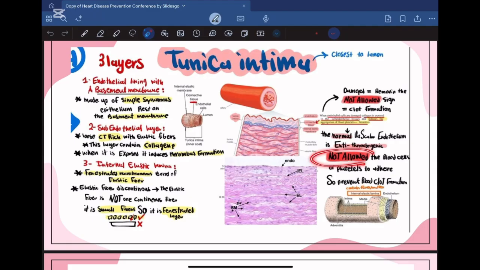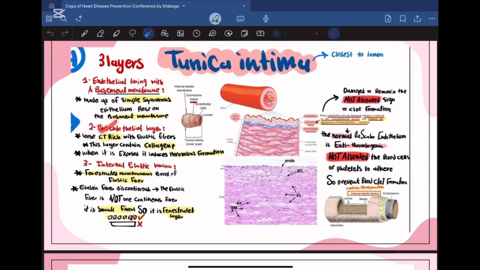It will give a sign: not allowed to stick here. Not allowed to stick for the platelets, so no adhesion for platelets, no adhesion for leukocytes, no adhesion to anything. Therefore the blood will flow smoothly, because of the endothelium.